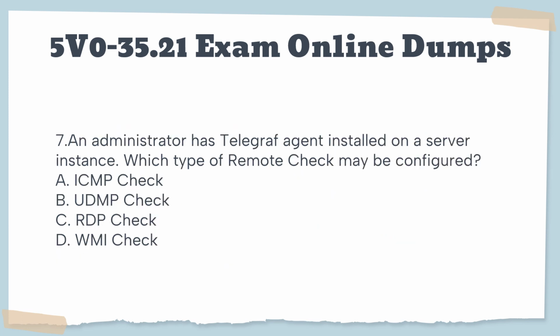7. An administrator has Telegraf agent installed on a server instance. Which type of remote check may be configured? A. ICMP Check. B. UDMP Check. C. RDP Check. D. WMI Check.